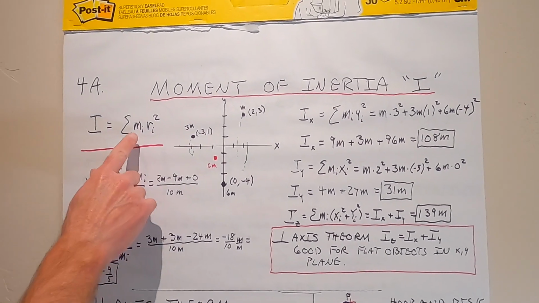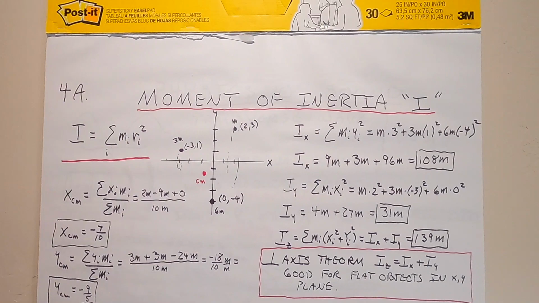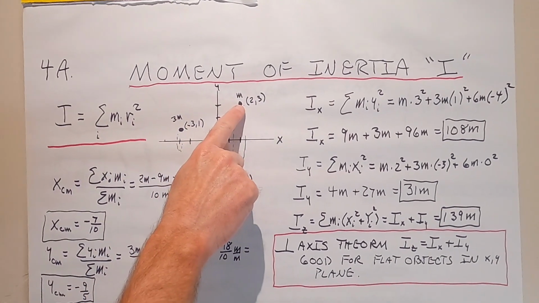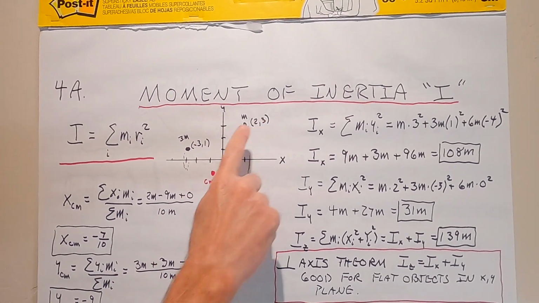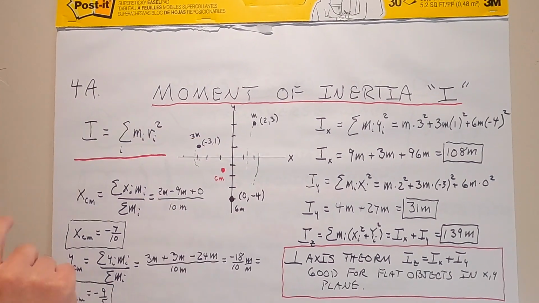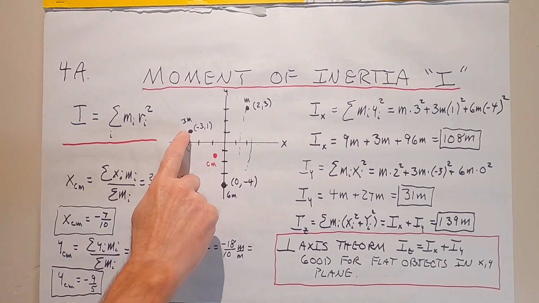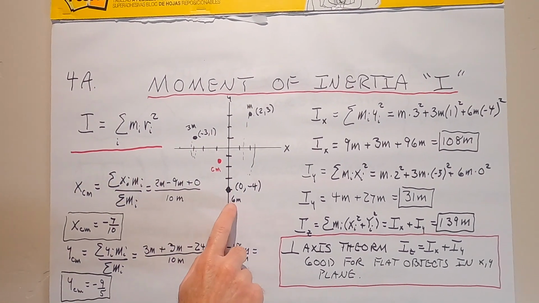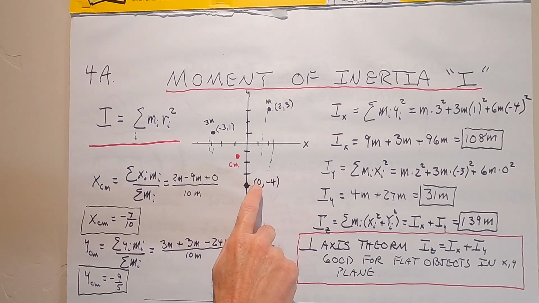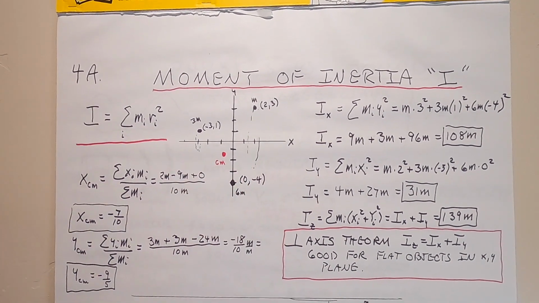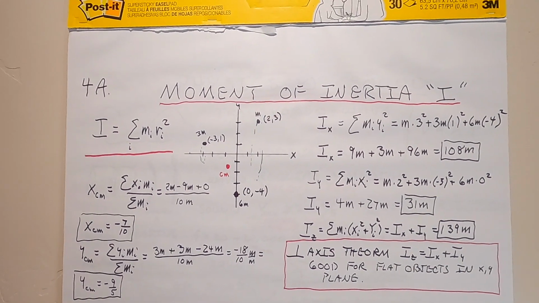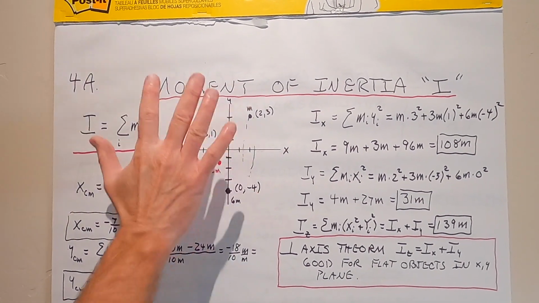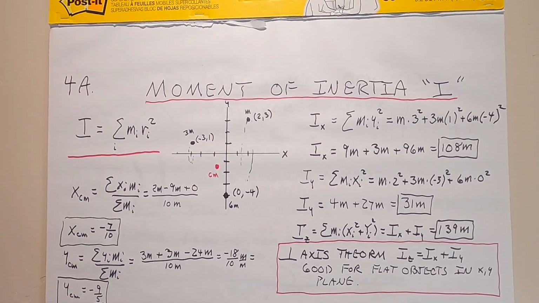So here I said, suppose we have some points on a coordinate system. You have a mass M at the point (2, 3). You have a 3M at the point (-3, 1). And you have a 6M at the point (0, -4). And I ask, what is the moment of inertia? Now these points are fixed on that coordinate system.